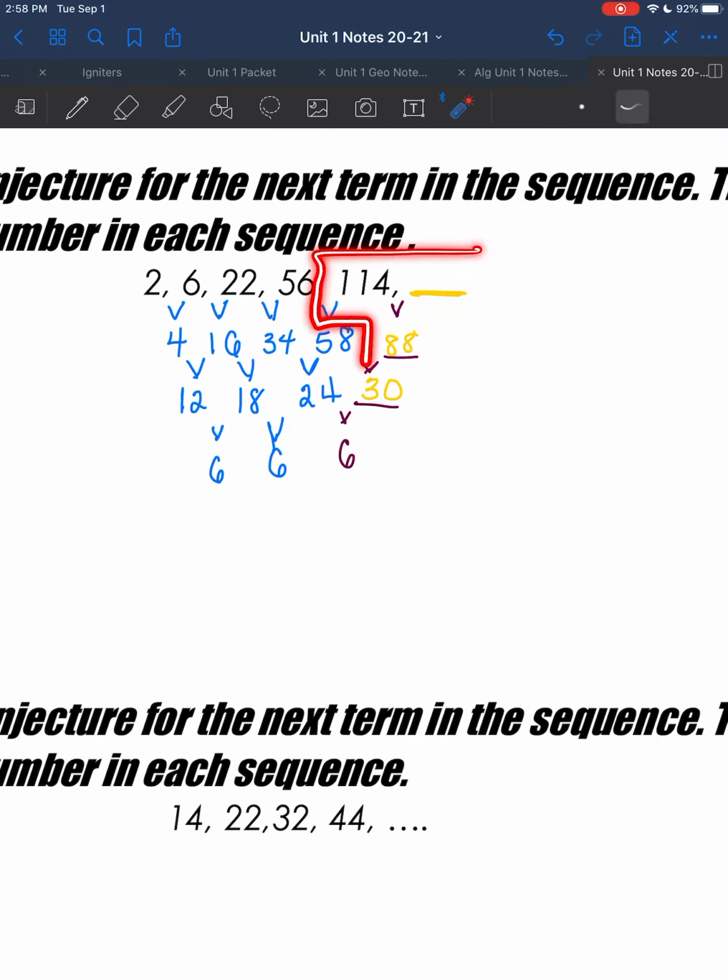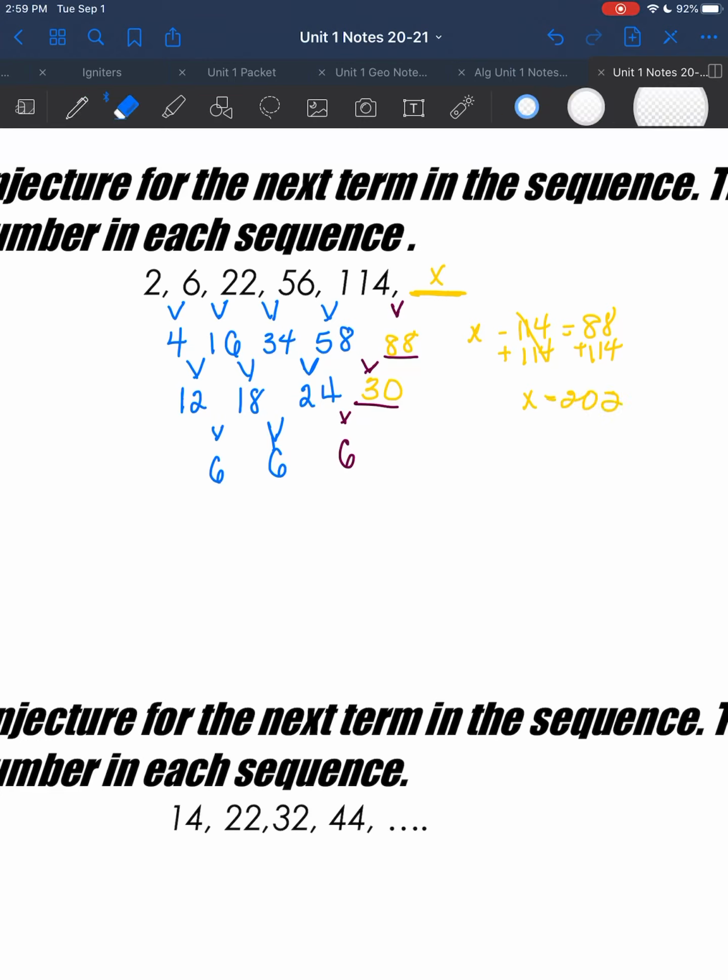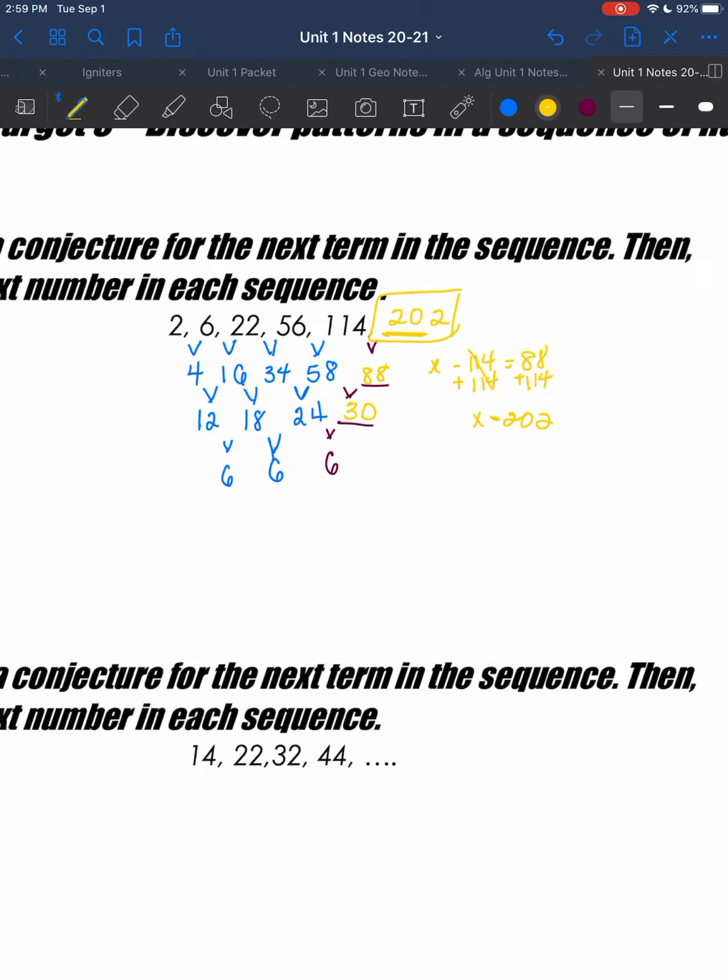And now for the last one, this blank and 114. If I call this x, I could say x minus 114 equals 58. Or sorry, not 58, 88. So then I would add 114 to both sides, and x equals 202. So that means my blank, the missing number, is 202, and that is the next number in my sequence. Okay, so we're just subtracting multiple times.